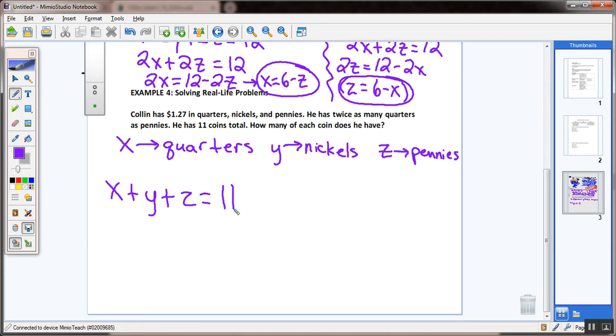Next thing says he has twice as many quarters as pennies. So if he had 2 pennies, how many quarters would he have? 4. Okay? So what we're saying right here, guys, is this. He has twice as many quarters. So the number of quarters, X, is equal to 2 times the number of pennies. So X is equal to 2Z. You guys okay with that?